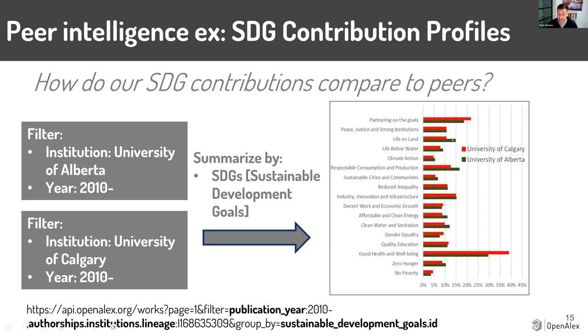Life on Land, University of Alberta has disproportionately more publications on that and responsible consumption and production, whereas University of Calgary has disproportionately more good health and well-being outputs. So it's the type of thing you can do to start understanding how you compare to other institutions.